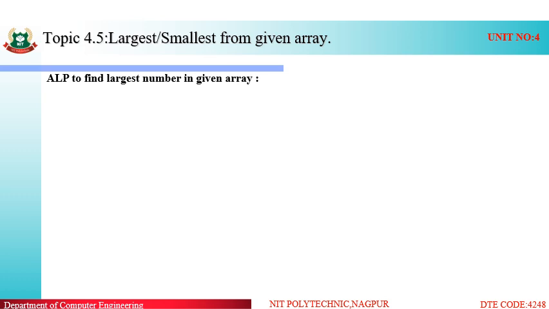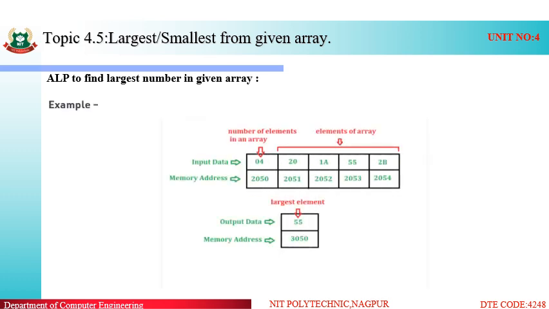So in case of finding the largest number in the given array, an array of different numbers is given. Array, as you all know, consists of a number of elements. So in the given elements we have to find which is the largest number. We have considered an example of an array of 5 elements in memory. Inside address 2050, 4 is present, inside 2051, 20 is present. So we have to find the largest number inside this array of elements.